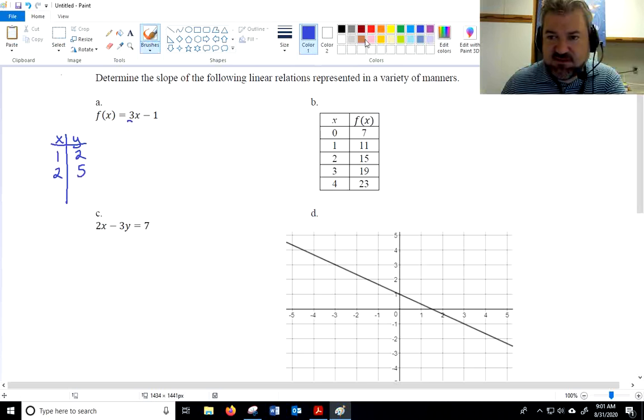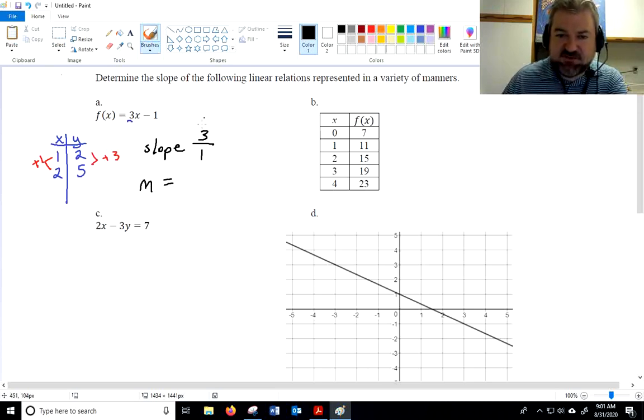Okay, so what does that tell me? That tells me that as the x increased by 1, the y increased by 3. And slope is simply the change in the y-coordinates per change in the x-coordinate. And we usually use the letter m, just like in the equation. So the slope is 3.